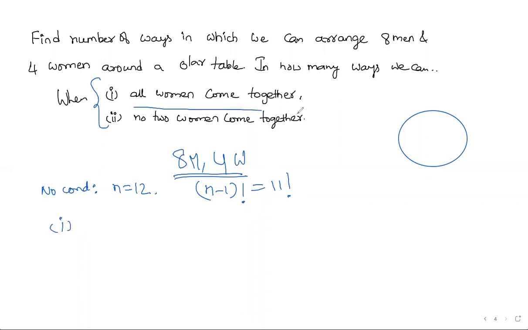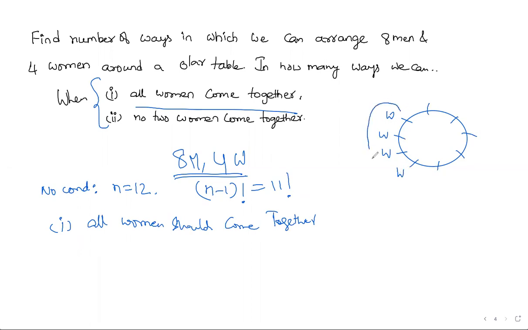Now we'll see the first condition. What they're saying is all women should come together. So in this case, suppose seats are like this. Suppose women. There are 4 women, right? So all the women should be seated like this. Like we should not do it like women, there will be a gap in between, and we place another woman here. So there should not be a gap between any 2 women. So all the women should be placed in a single unit.